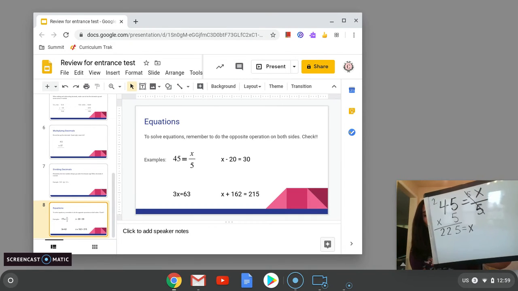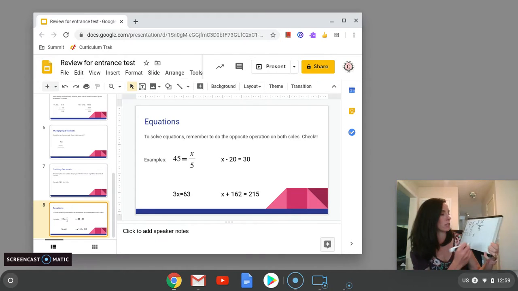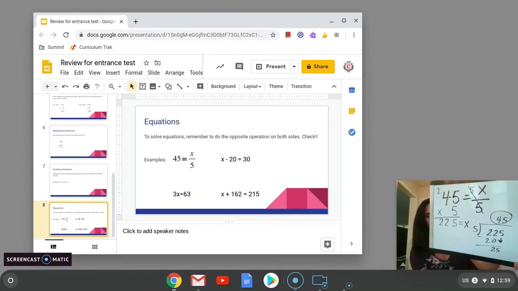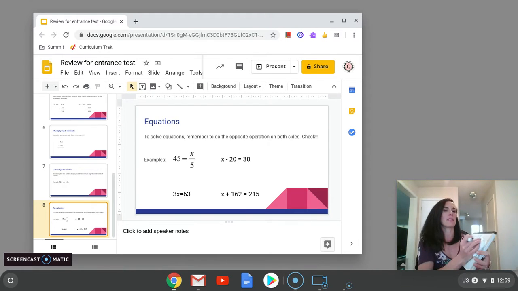Now remember, there's a really easy way to check your work. If we did it right, then 225 divided by 5 will equal 45. So if we do the work, we can see, yep, I was right. Okay. So let's look at this next one that says x minus 20 equals 30.